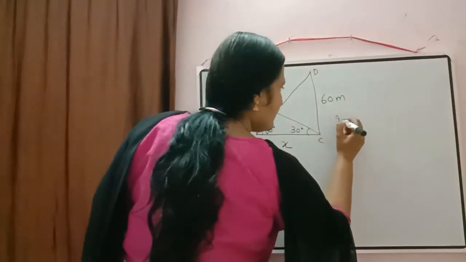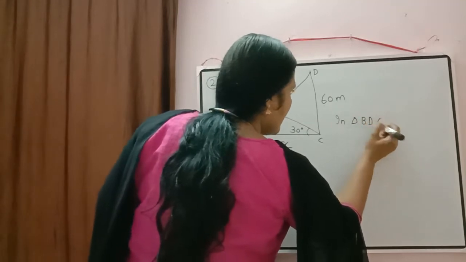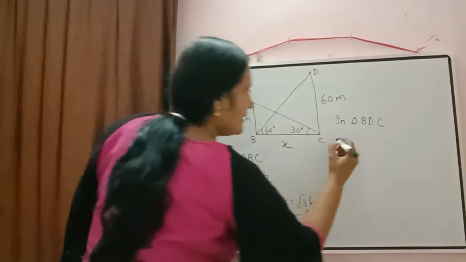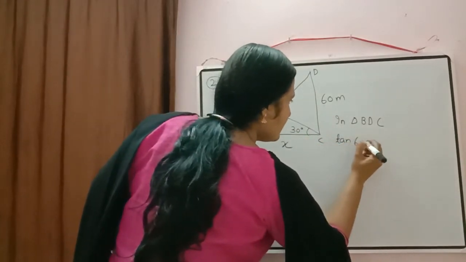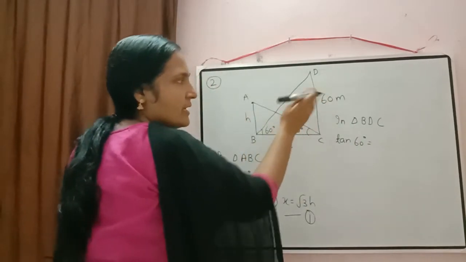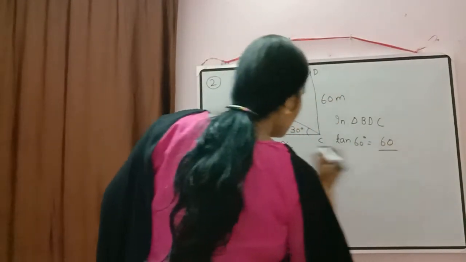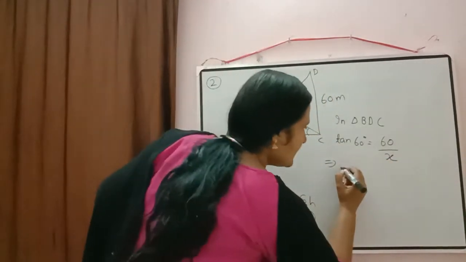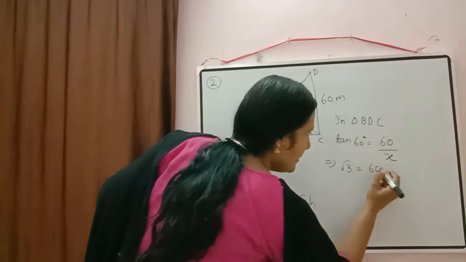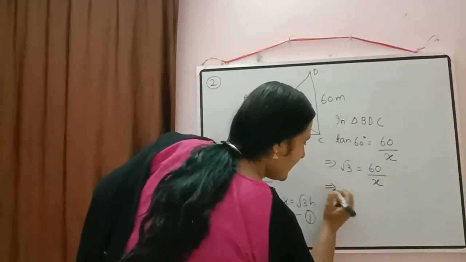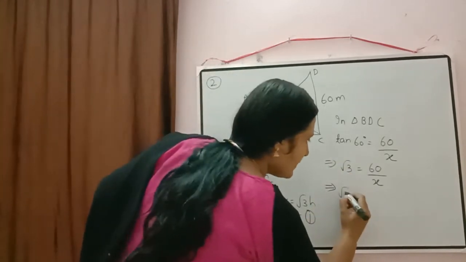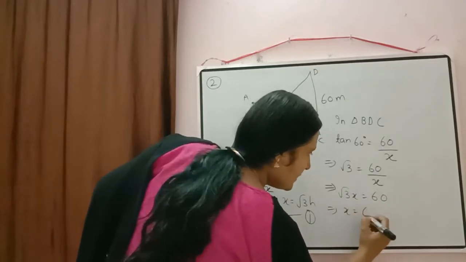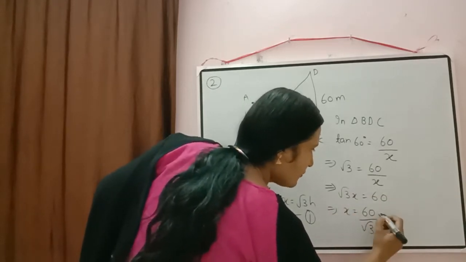Now write down there, in triangle BDC. In triangle BDC, if you check here, our angle is 60 degree. So tan 60 degree is equal to the opposite side, which is given as 60, by the adjacent side, which is x. And what is the value of tan 60 degree? Tan 60 degree is root 3. So we are getting root 3 is equal to 60 by x. We can shift x here, then we will get root 3x is equal to 60, or x is equal to 60 by root 3.